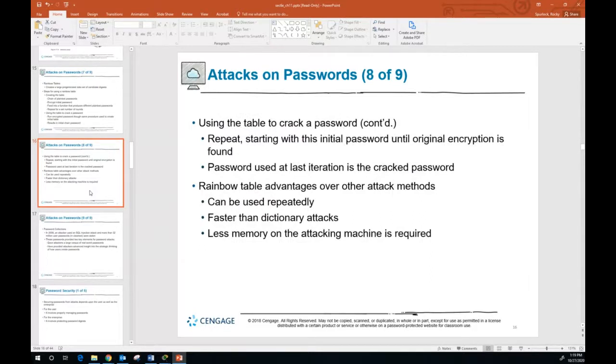They keep repeating this, starting with the initial password, until the original encryption is found, and the password used at the last iteration is the correct password. This does have advantages over other password attack methods. Once created, it can be used repeatedly, it's faster than the dictionary attack, and less memory on the attacking machine is required.